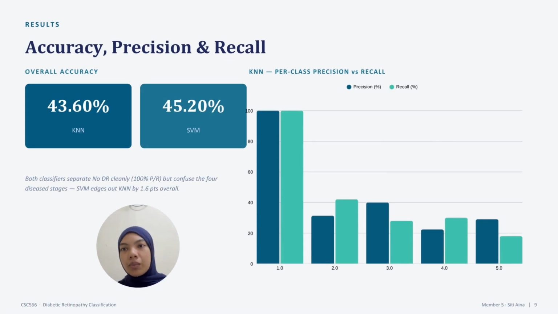So in terms of overall numbers, our KNN classifier achieved an overall accuracy of 43.60% on the test set. Moderate had the lowest precision, which is 22.39%, while severe had the lowest recall at 18%.